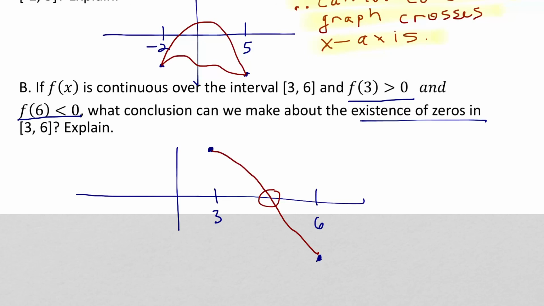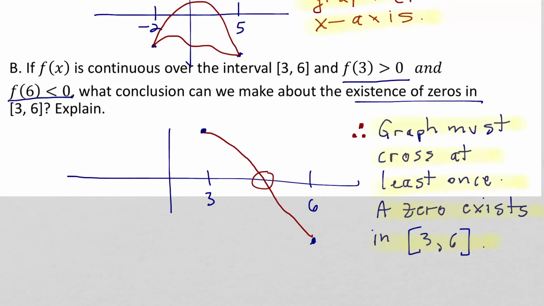Now, it could have gone up and down several times between 3 and 6, but we know it at least had to cross in one place. So we can make some kind of conclusion about zeros right here. So our conclusion says the graph must cross at least once. A zero exists in the interval 3 to 6.